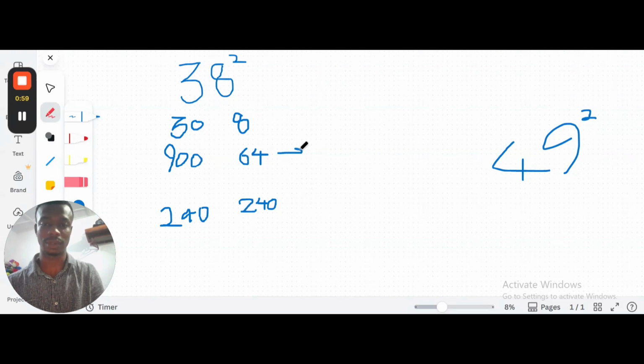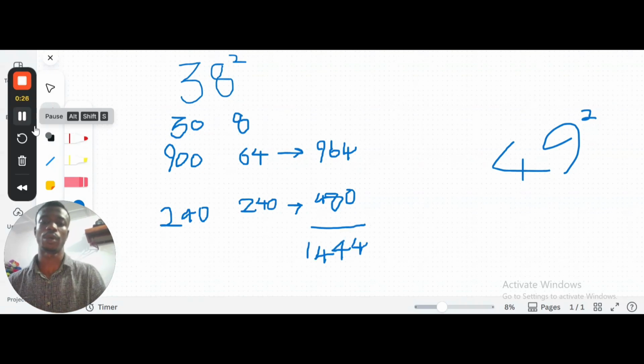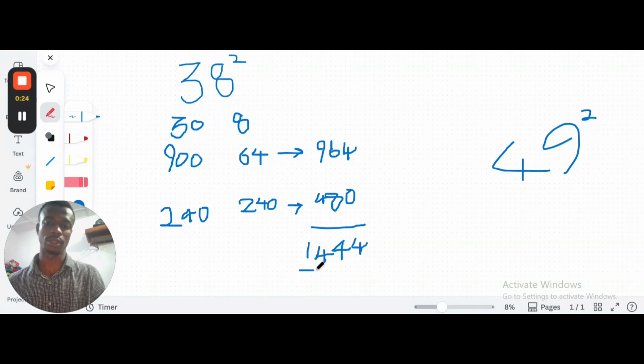When you add this, what do you have? 900 plus 64 is 964. Okay? And then 240 plus 240 is 480. Okay? Now you simply have to add this all up. And what are you going to have? Your answer is simply 1444. So that means the square of 38 is 1444.